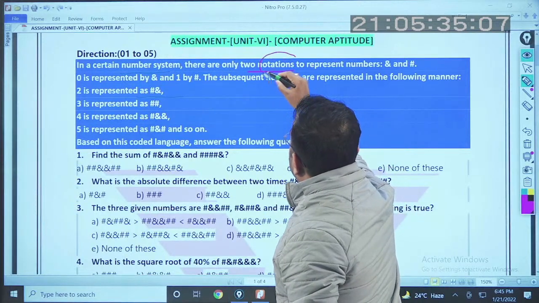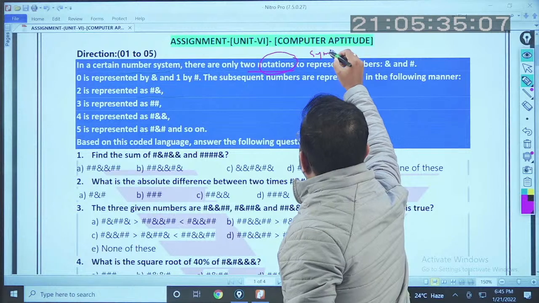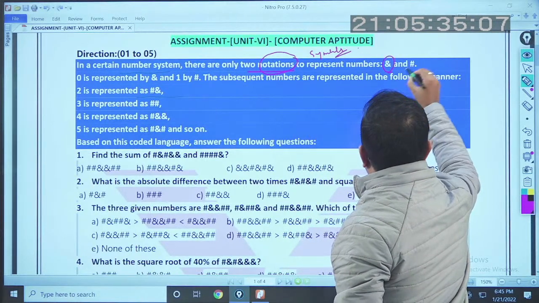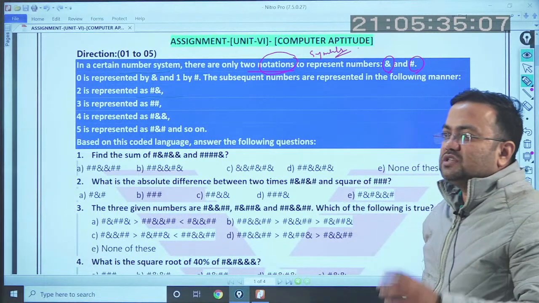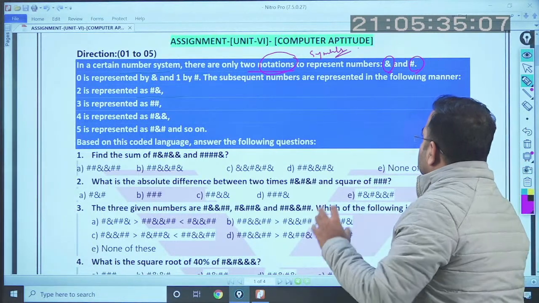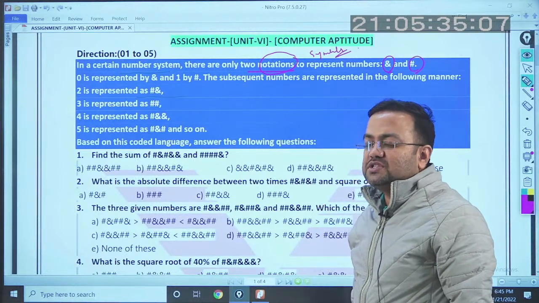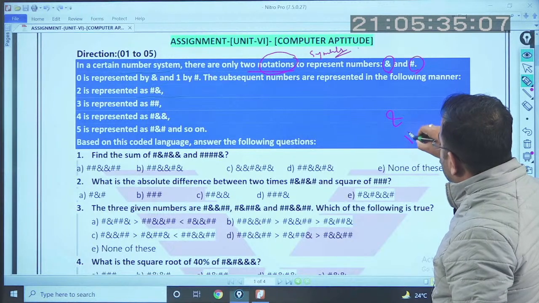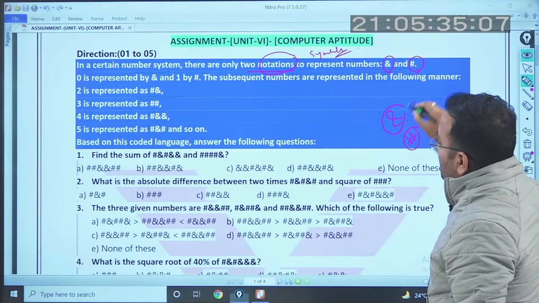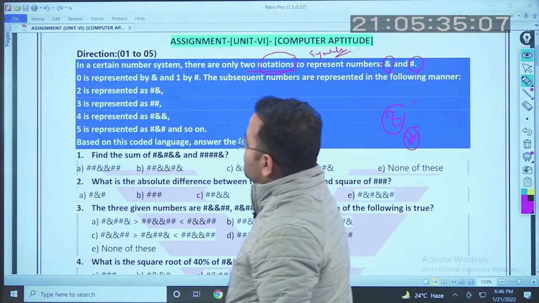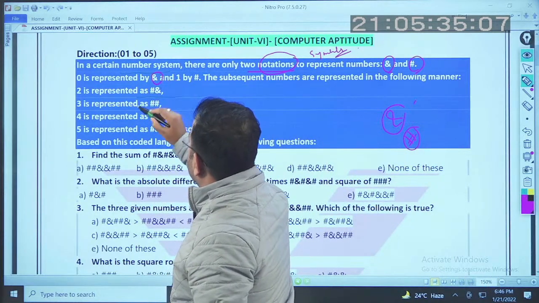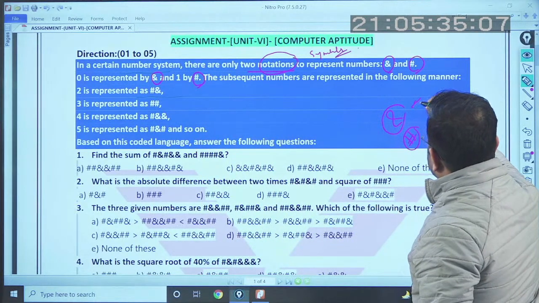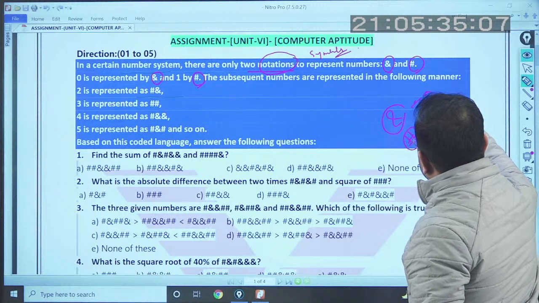Students, remember, notation means symbols. One is the AND symbol and another is the hash symbol. These are the two notations used in this number system. And it is given in the instruction that 0 is represented by the AND symbol and 1 is represented by the hash symbol.